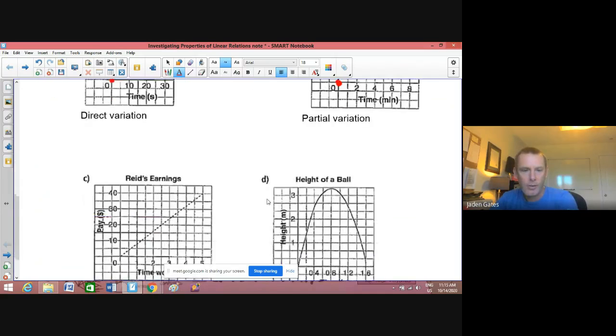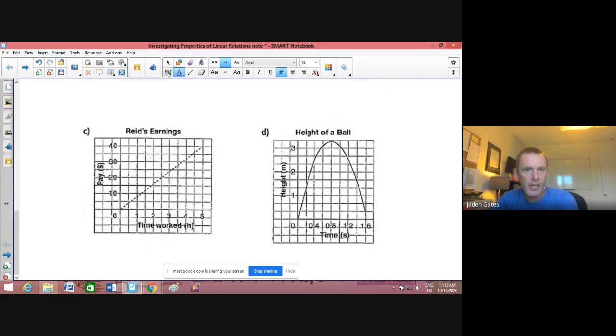All right. Try a couple more here. C. Well, again, I'm going to mark my origin. There it is right there. We have a nice straight line here, and it does pass through our red dot, which is our origin. So that, again, means we've got direct variation on this one.